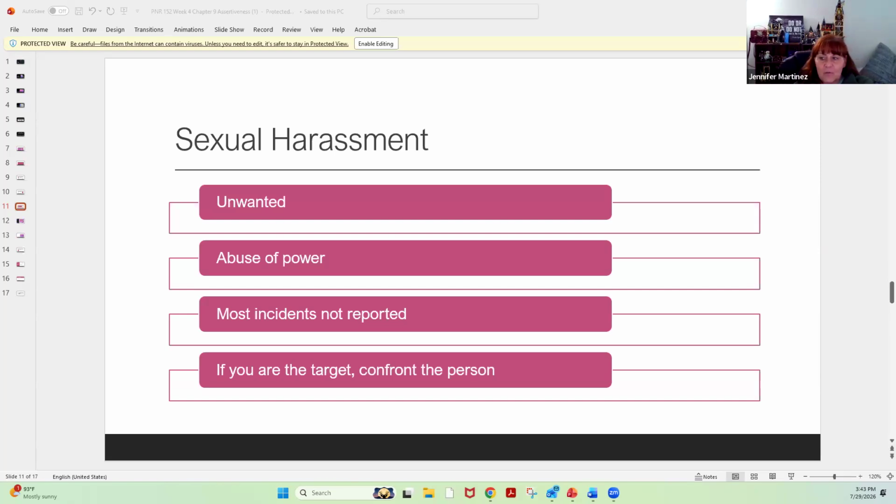Then if the unwanted behavior doesn't cease, you report it to your supervisors, department heads, whoever you need to report it to, until you are heard. Then, I always say document everything. If you are ever in a position where you're being harassed, you need to document everything. Like I said, you confront them first, and if it doesn't stop, you report it to whoever you need to until it does stop.